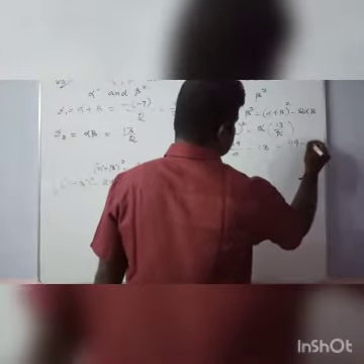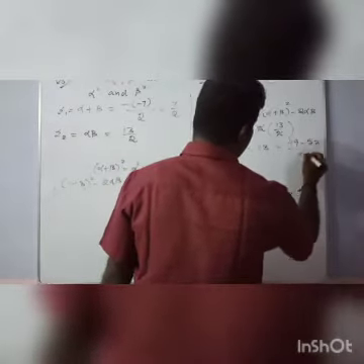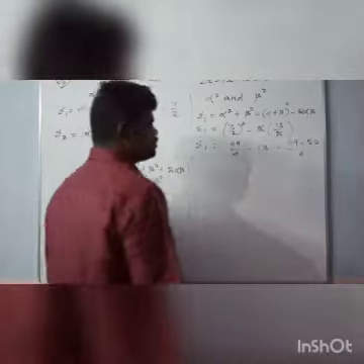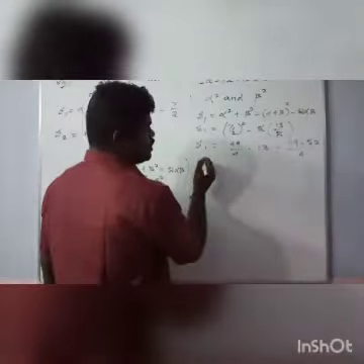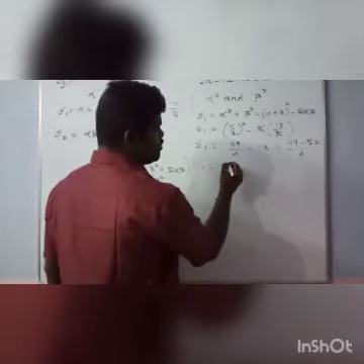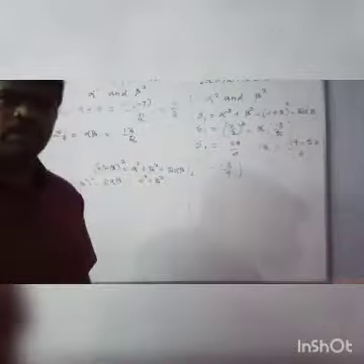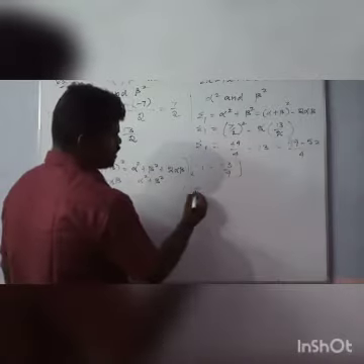49 minus 52 divided by 4. Therefore the answer is summation 1 is equal to minus 3 by 4. This is the summation 1 value. And the summation 2 value is what?